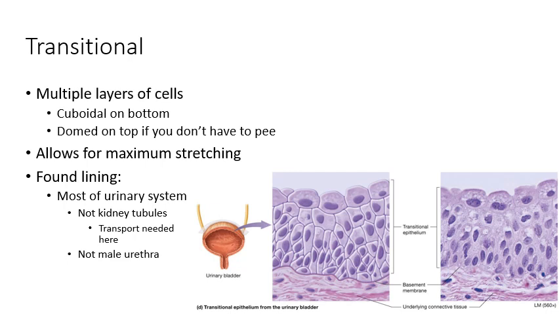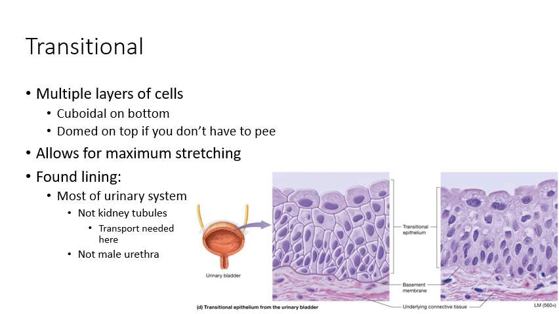Therefore, you're going to find it lining most of your urinary system, except for the kidney tubules where urine is being formed actually, but wherever you would have formed urine passing through, you're going to usually find transitional epithelium. So that would be lining the ureter, lining the bladder, lining the urethra, except in males who have stratified columnar epithelium lining their urethra.